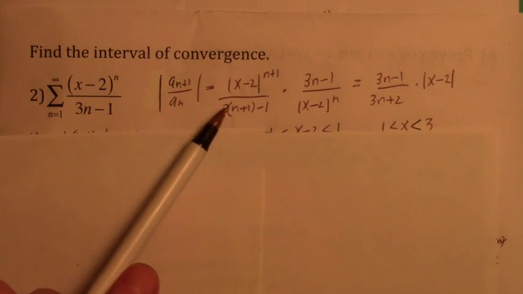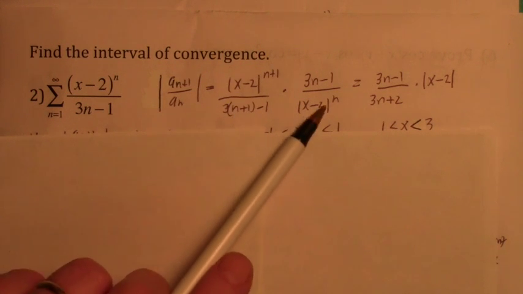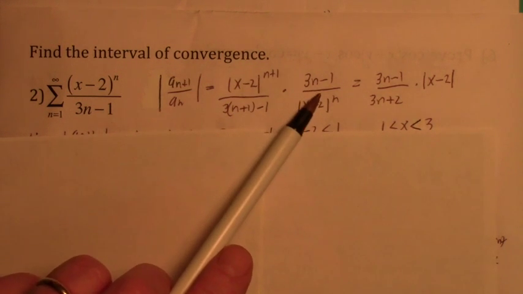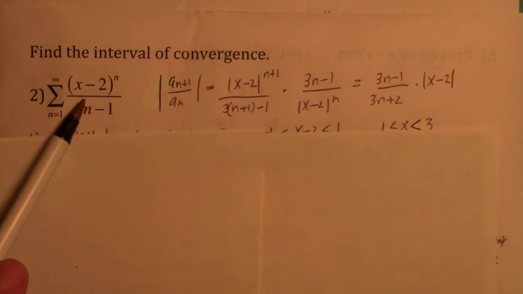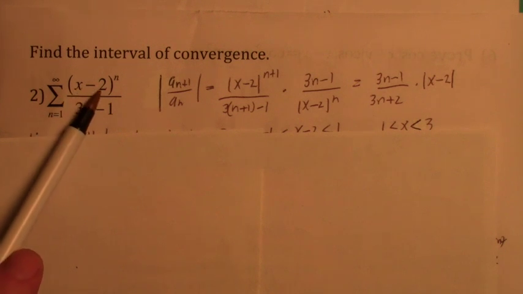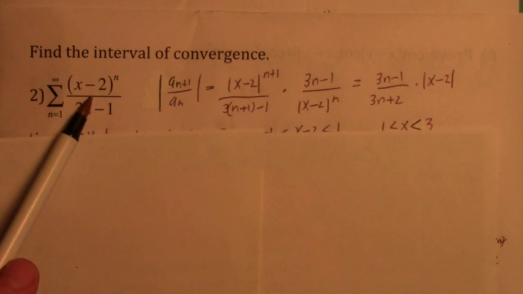And this is the absolute value of a sub n plus 1. This is the reciprocal of the absolute value of a sub n. So like I said, this would be a power series. You could say power series at x equals 2, or power series centered at 2, or powers of x minus 2. That's what we'd call this type of power series.